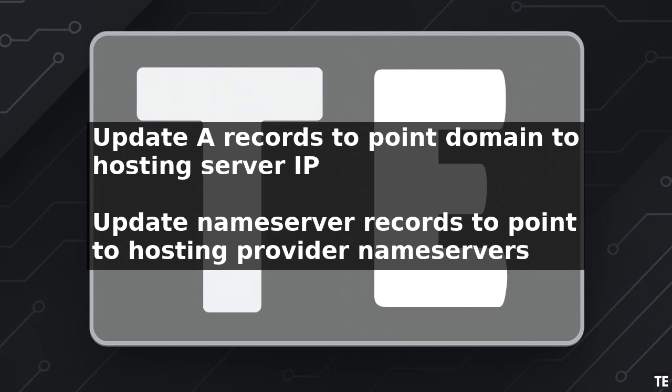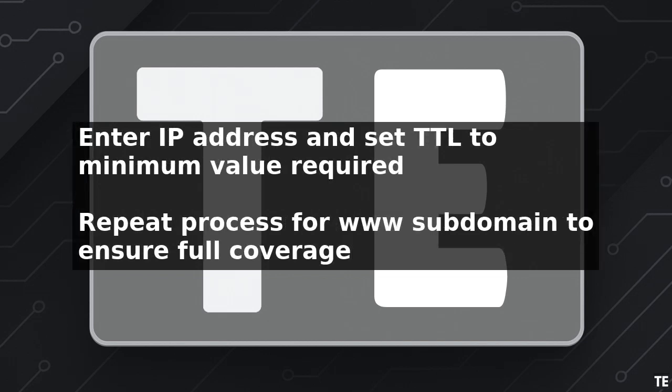To update the A records, scroll down to the A records section and click on the Add Record button. Enter the IP address of your website's hosting server and set the TTL to the minimum value. Repeat this process for the www subdomain.